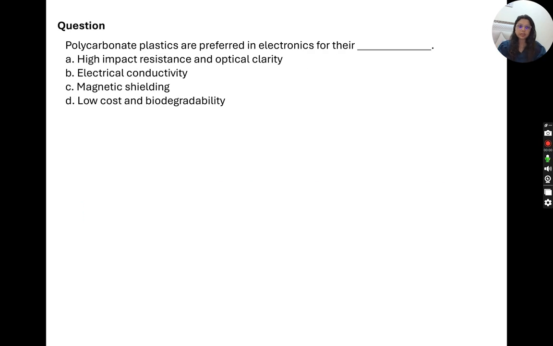So I guess this is the last question of today's session, which says: polycarbonate plastics are preferred in electronics for their high impact resistance, electrical conductivity, low cost, magnetic shielding. So they are asking about polycarbonate plastics and why they are preferred. And the reasoning behind all of these polymers is very much the same.